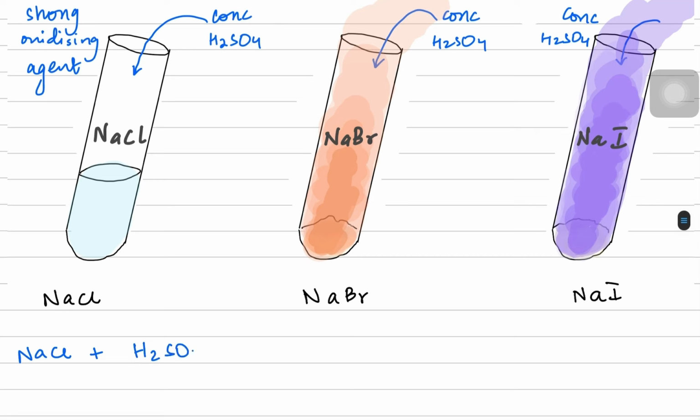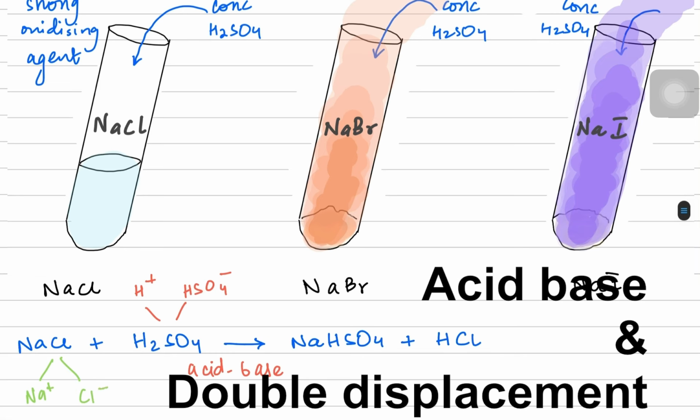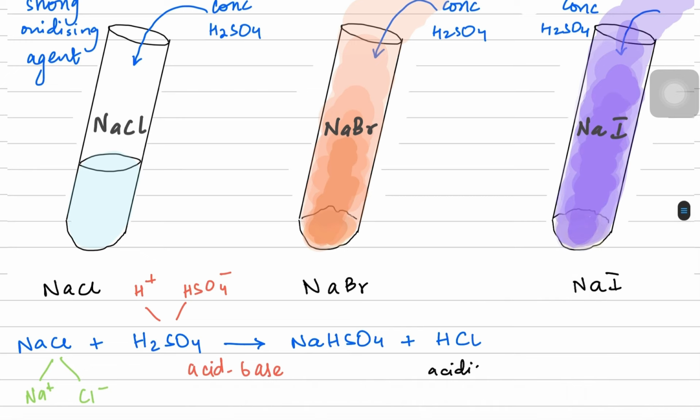When sodium chloride reacts with concentrated sulfuric acid, a kind of acid-base reaction happens here. Sodium hydrogen sulfate is made and hydrogen chloride fumes are produced. It's an acid-base reaction, or you can say it's an acid-base and a double displacement reaction. The sulfuric acid breaks down into hydrogen ions and hydrogen sulfate ions. Sodium chloride produces Na+ and Cl-, so it's a kind of acid-base and obviously ionic double displacement. The solution turns acidic because of the hydrogen chloride fumes coming out.